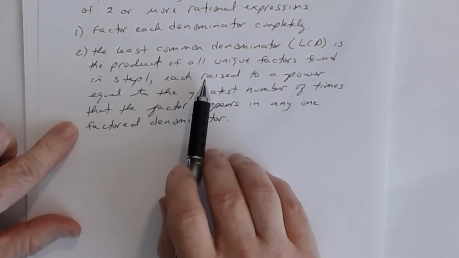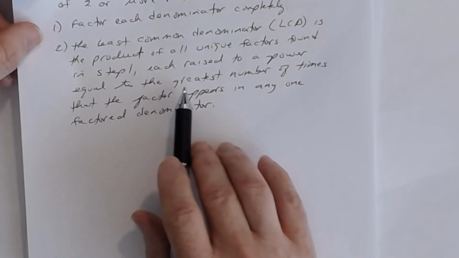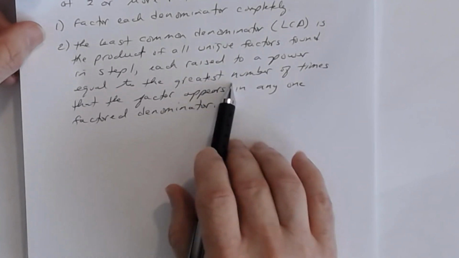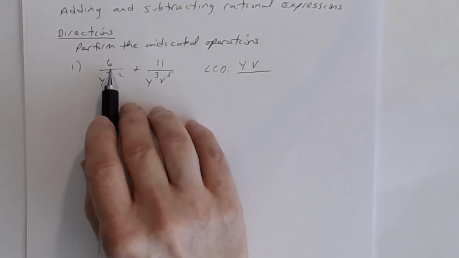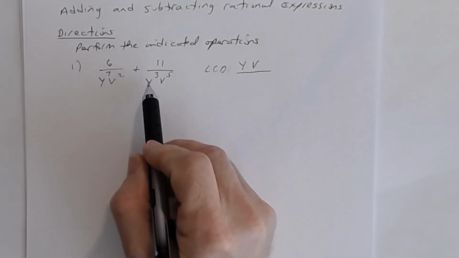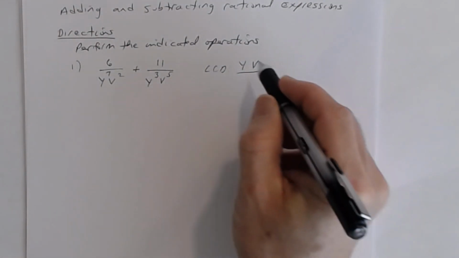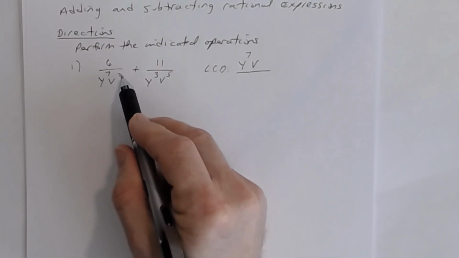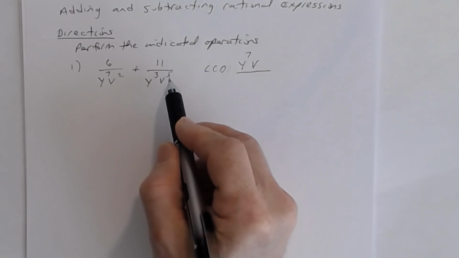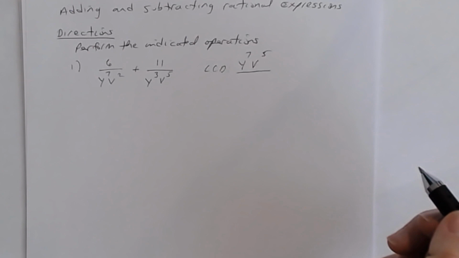But remember, it says this. These factors that you write here, these unique factors, you have to now use the exponent that shows up the greatest number of times. So in other words, if you look at y here, there are 7 factors of y here. There are 3 factors of y in this one. So you can use the largest number. So you can use 7. Then for v, there are 2 factors here. There are 5 factors here. You have to use the largest one. So I have to use 5. So that's your least common denominator.